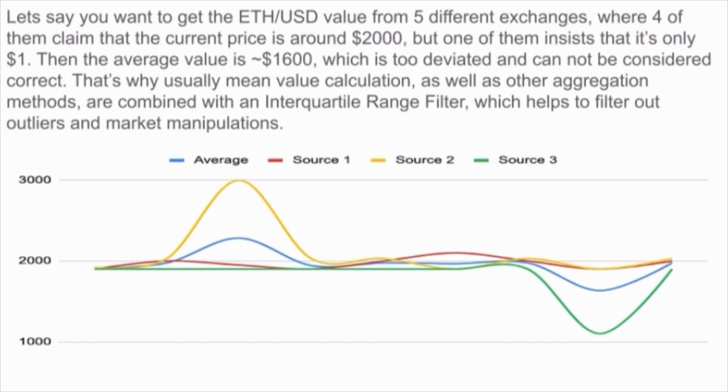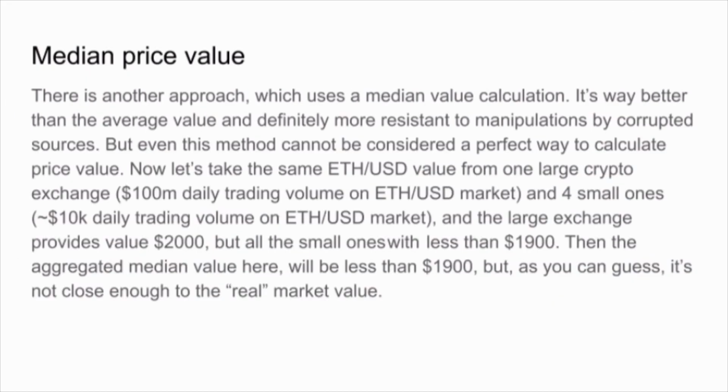That's why usually mean value calculation as well as other aggregation methods are combined with an interquartile range filter, which helps to filter out outliers and market manipulations. So the next thing we will be seeing is median price value. There's another approach which uses a median value calculation, and it's way better than the average value and definitely more resistant to manipulations by corrupted sources. But even this method cannot be considered a perfect way to calculate price value.